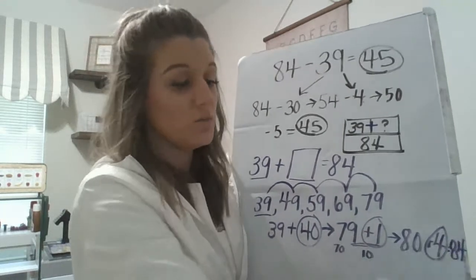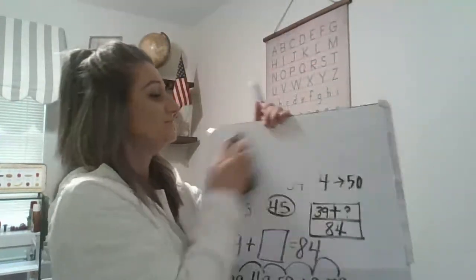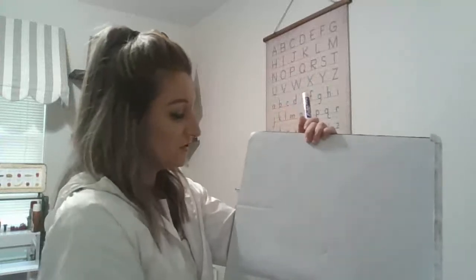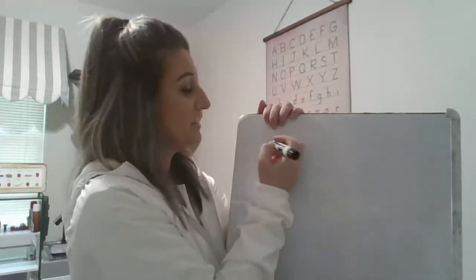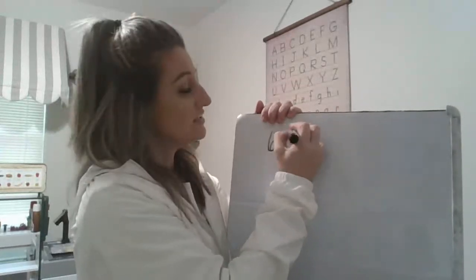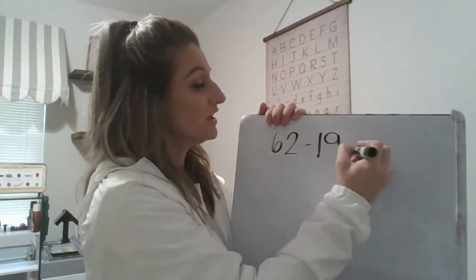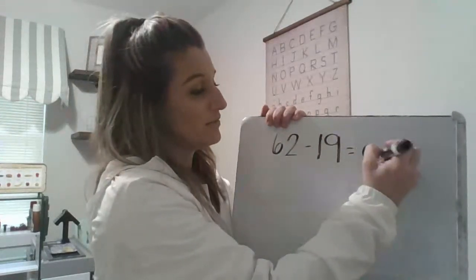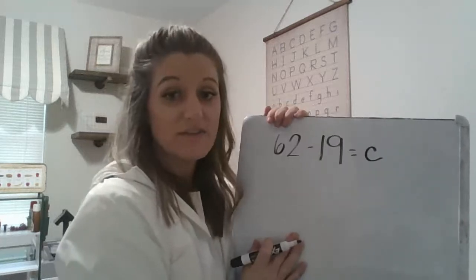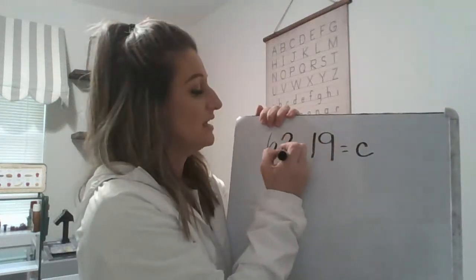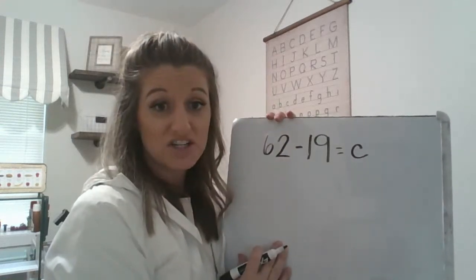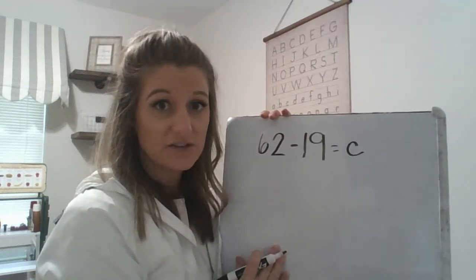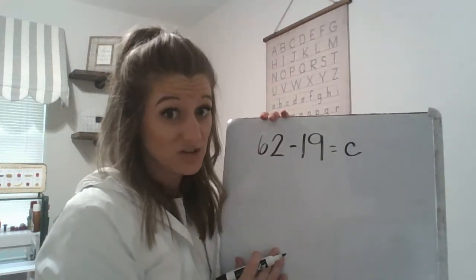So I'm going to give you one last problem to solve on your own. And I just probably told you 5 different strategies that you can use. So I hope you pick your favorite one and use it. Here's your problem. Show me what you got. 62 minus 19. We're looking for the difference, or I'm going to put a C. We're looking for that missing variable, which we know is just the missing number. Okay, so the subtraction tells us we're looking for the difference. The answer is the difference, but you don't have to subtract to solve a subtraction problem.